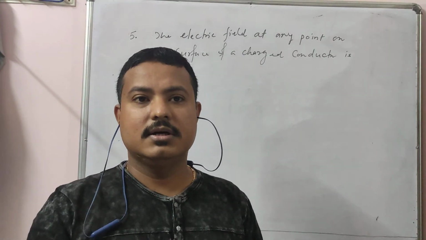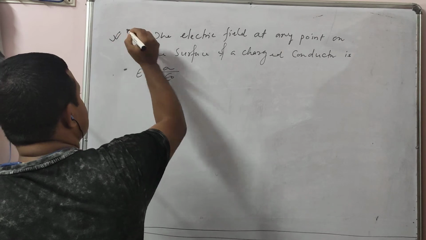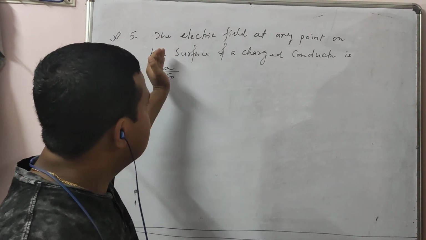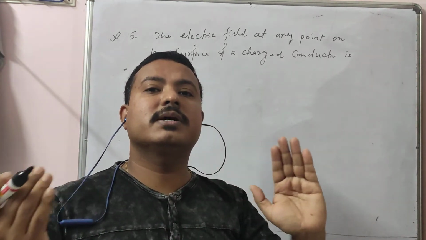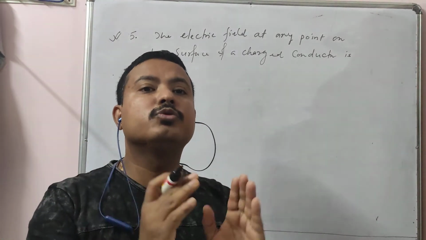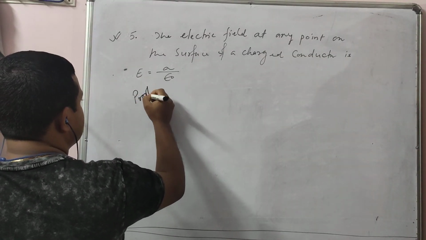First of all, this is one of the very important properties, because in exams the question may come: show that the electric field at any point on the surface of a conductor is sigma by epsilon. So you have to prove this. So let us prove this statement.